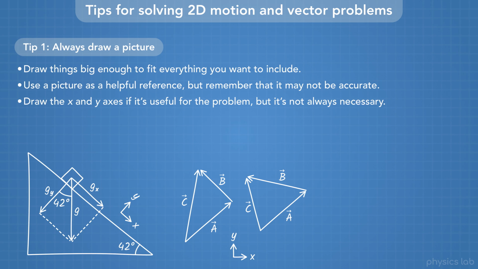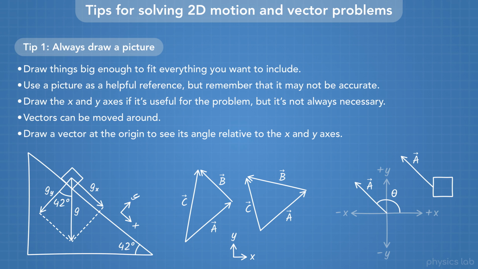Draw the x and y axes if it's useful for the problem, but it's not always necessary. Keeping track of your directions and signs is important, but if the problem is simple enough, you don't always have to apply the x and y axes to the situation. And remember that when we draw vectors, they can be moved around. So even if a vector is attached to an object, you can draw the vector at the origin to see its angle relative to the x and y axes.